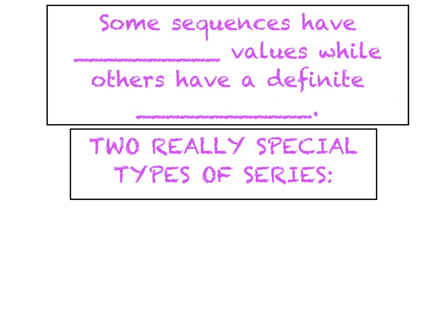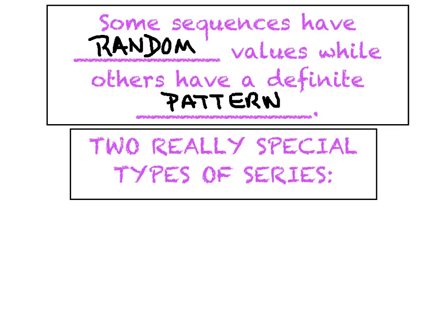Now, of all the series that exist in the world of math, some of the series have very random values. It just looks like people randomly pulled these numbers out of thin air, while others have a very definite pattern, and those are the ones we are concerned with within our chapter this year. So all the sequences we look at should have a very definite pattern. Those are the ones we're going to look at.